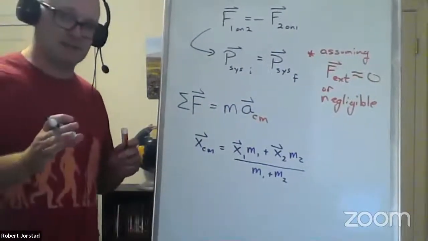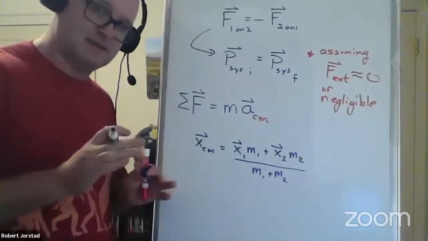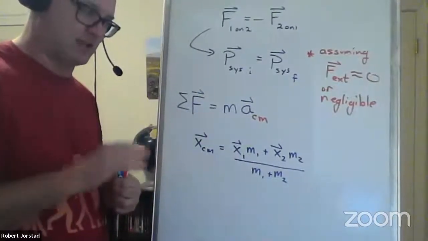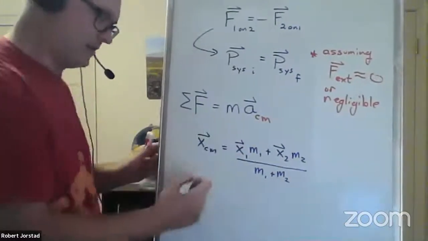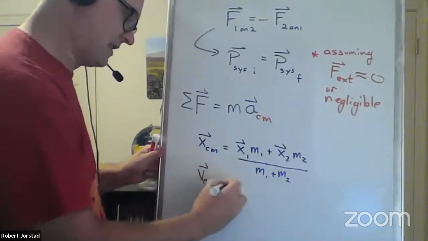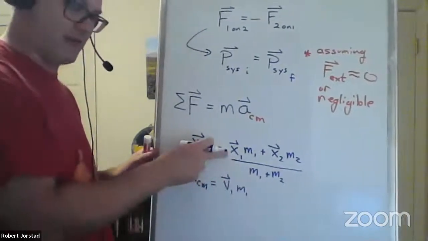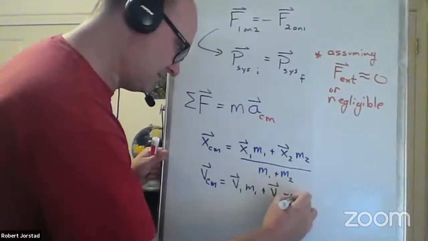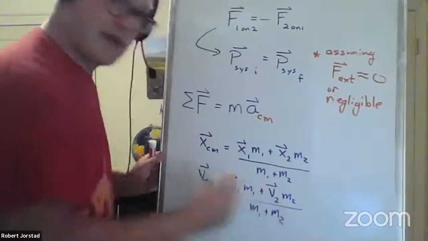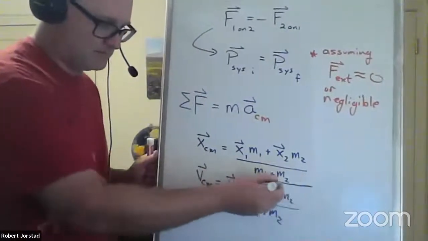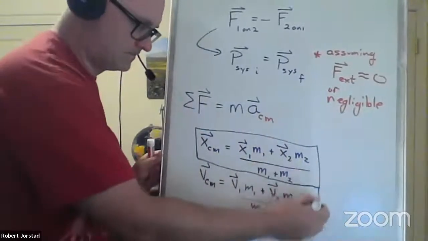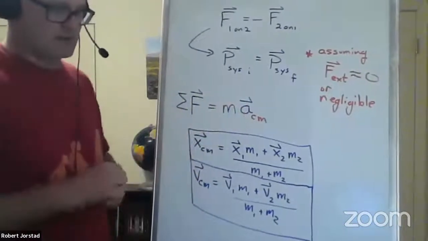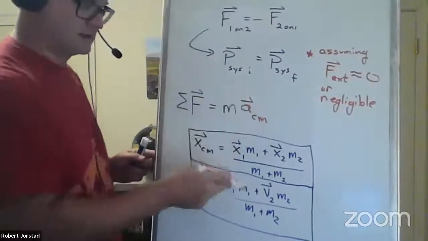Okay. Well, let's think about this. If you took a derivative of this, and for the time being, we assume all the masses aren't changing. So if we're talking about a system of blocks or something without mass changes, the masses are all constant. If you take the derivative of this, you get the velocity of the center of mass is V1 times M1, because the derivative of X would be V, right? And similarly, you could keep going one step further and get the acceleration of the center of mass the same way. You could take a derivative of this equation.